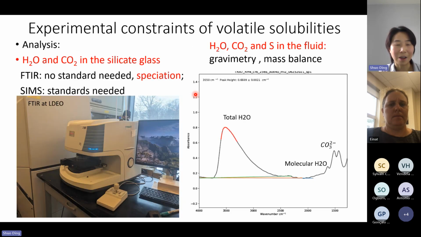And again, in all these, we also know the pressure and temperature and the melt inclusion. So all these experiments provide really good information that we can use later to calibrate our models.